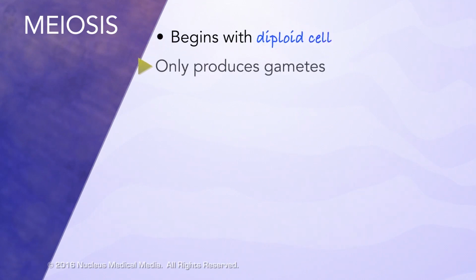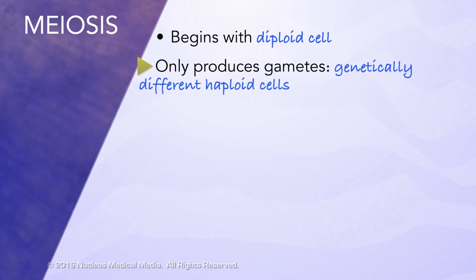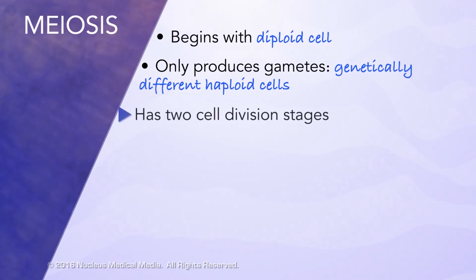Some key points to remember about meiosis. It begins with a diploid cell. Meiosis only produces gametes. Gametes are genetically different haploid cells, sperm cells in males and eggs in females. Meiosis has two stages of cell division called meiosis I and meiosis II.